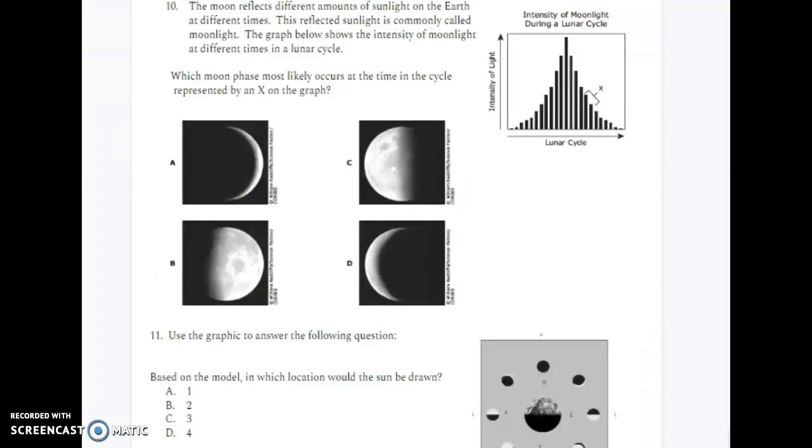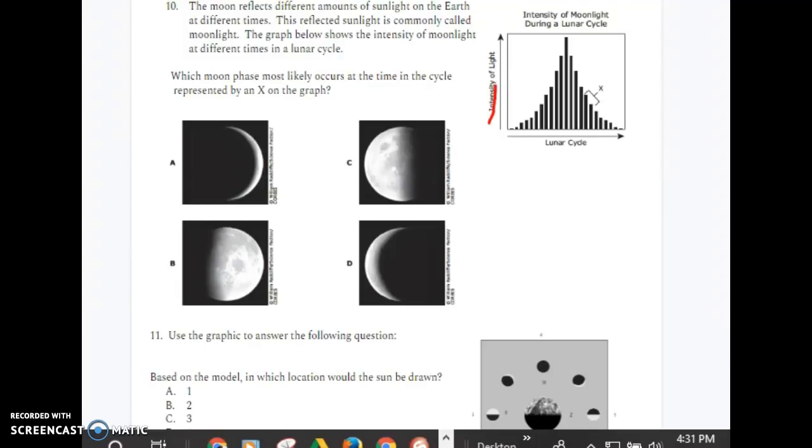Number 10, the moon reflects different amounts of sunlight on the earth at different times. This reflected sunlight is commonly called moonlight. The graph below shows the intensity of moonlight at different times in a lunar cycle. So looking at this over here, this shows the intensity of light.